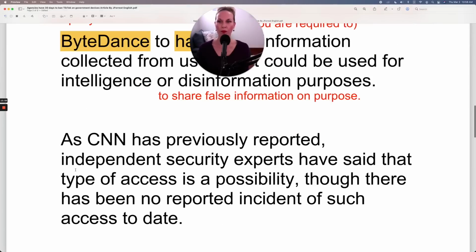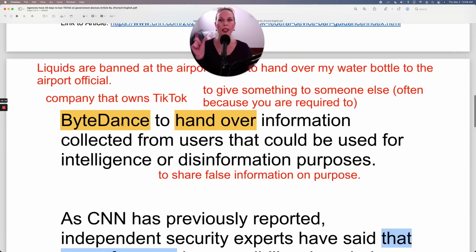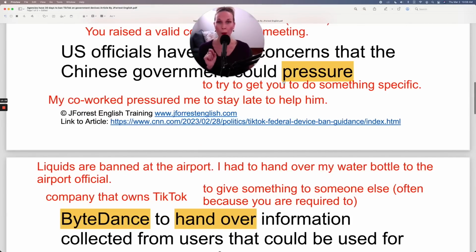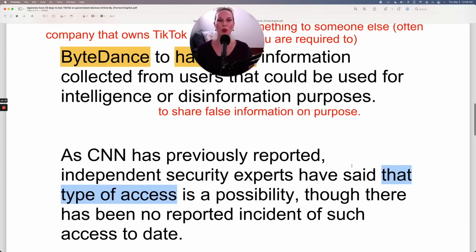Let's continue on. As CNN has previously reported, independent security experts have said that type of access is a possibility. So what type of access are they talking about? And what is this possibility? That type of access, they're talking about the fact that ByteDance may be required to hand over, or to use our vocabulary, that ByteDance may be pressured to hand over your personal information. So that's the type of access, the personal information.